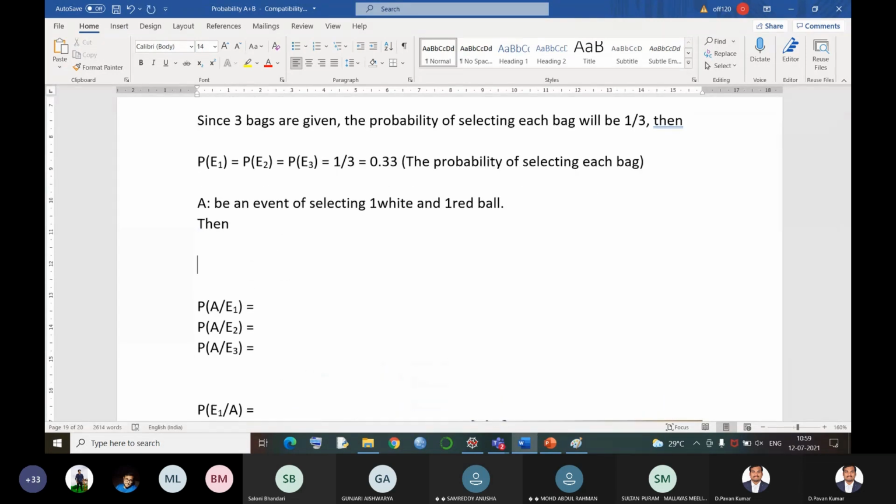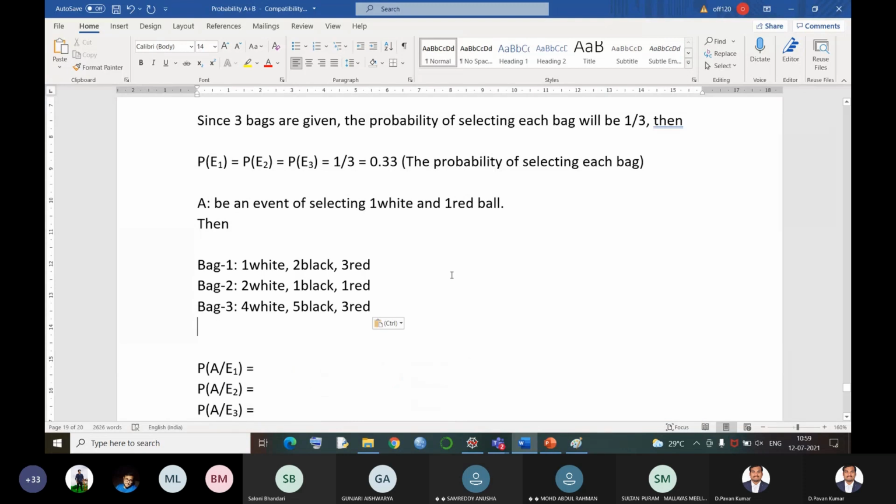Now let me paste the conditions over here. Now totally, the first bag is consisting of how many balls? One white, two black and three red. So altogether there are 6 balls in the first bag. The second one has 2 plus 1 plus 1, so 4 balls. And the third bag has 4 plus 5 is 9, 9 plus 3, they are having 12 balls.